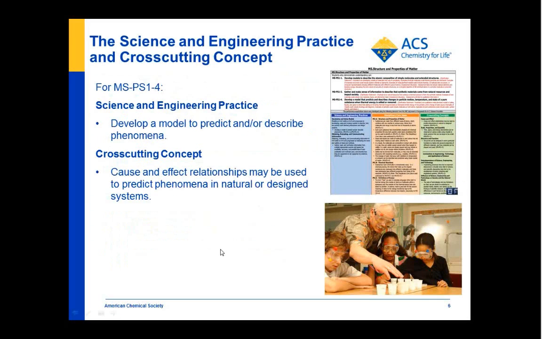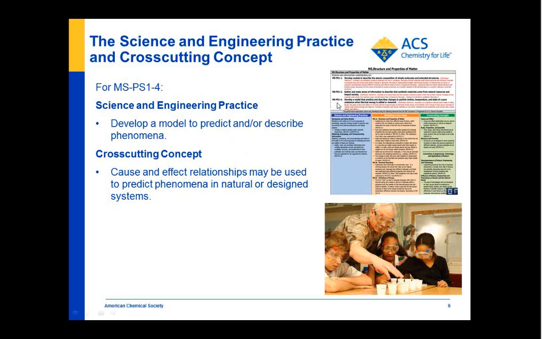Now, one thing: we just looked at the disciplinary core ideas, but the performance expectation, MS-PS1-4, or any performance expectation, also looks at the science and engineering practices and the cross-cutting concepts. What they do in the standards is they take elements from each one of these foundation boxes and try to combine them in a statement that includes all three.